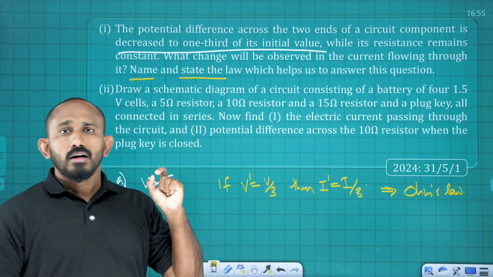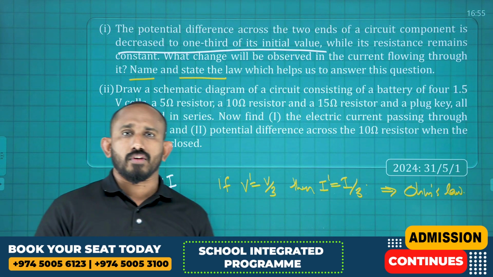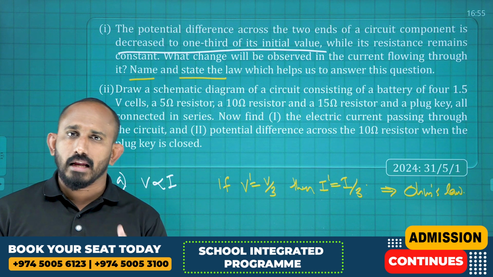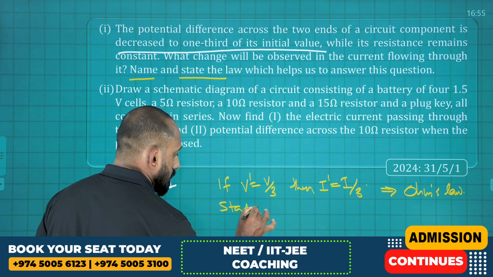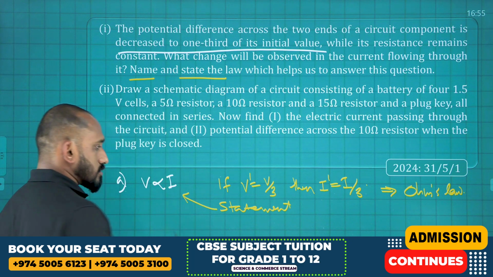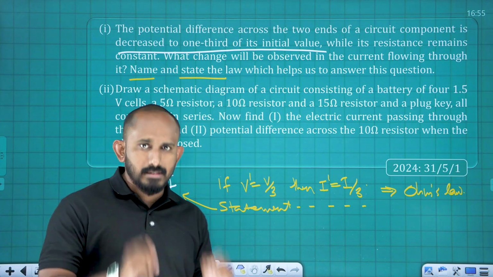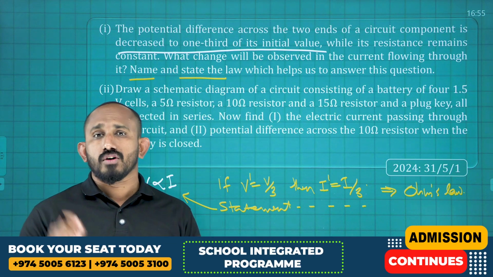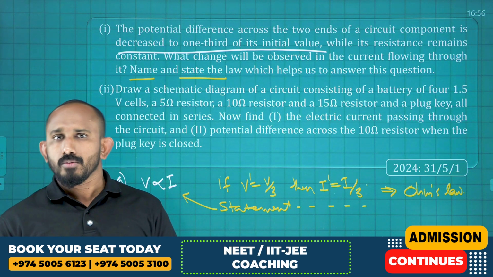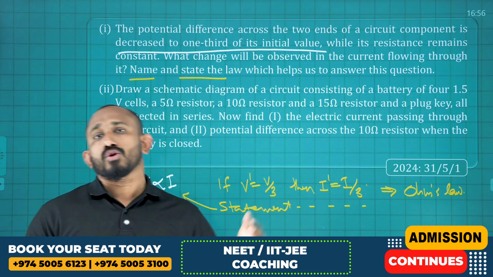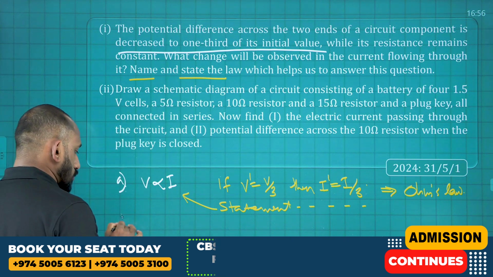What is the statement? The potential difference across the ends of a wire is directly proportional to the intensity of current passing through it, provided the temperature and other quantities remain constant. So the statement should be given. This is a symbolic representation actually, then you have to make the statement properly. Once more, the statement is: the potential difference across the ends of a conducting wire is directly proportional to the intensity of current passing through it, provided the temperature and other physical quantities are kept constant. Hope you got it. Let's go to the second part of this question.